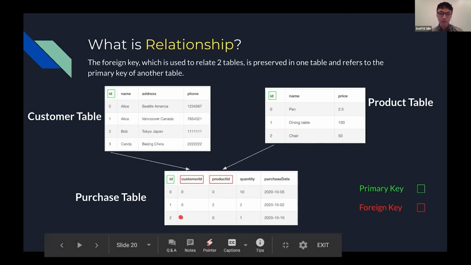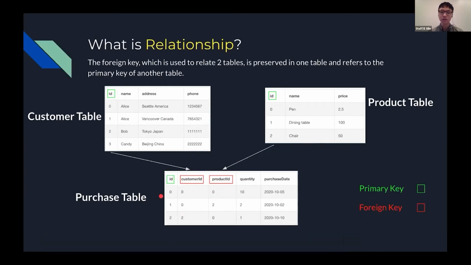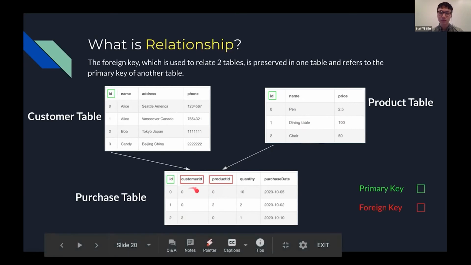So putting it all together, we know that customer number 0, which is Alice living in Seattle, America, bought product number 0, which is a pen. And the quantity is 10. So Alice bought 10 pens on October 5th, 2020.